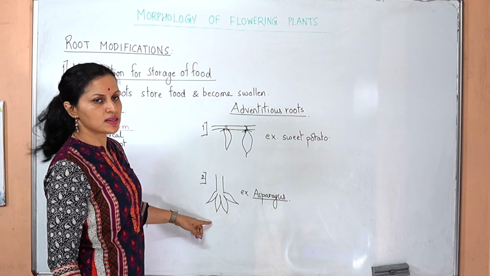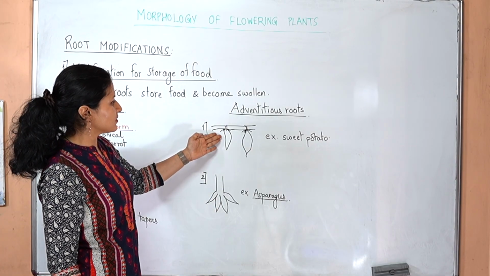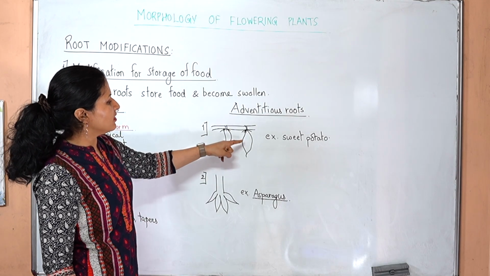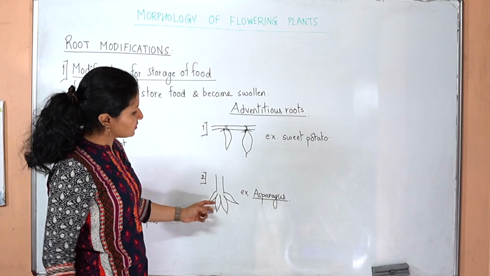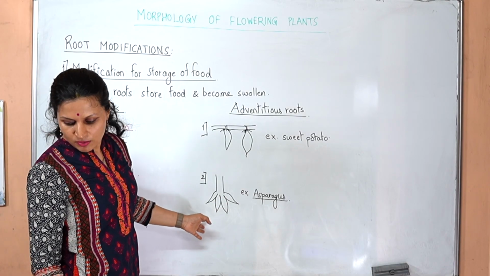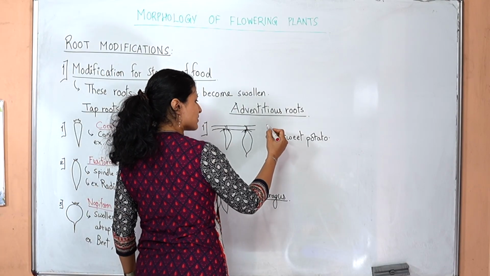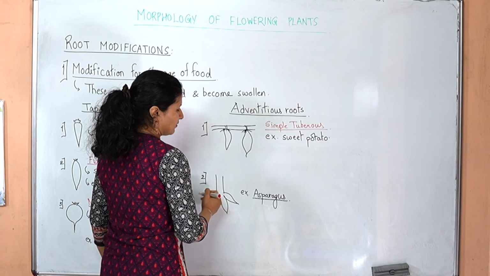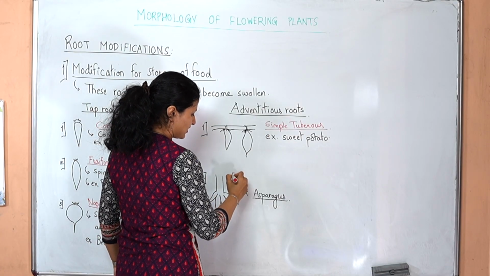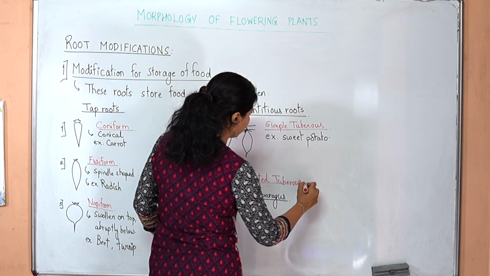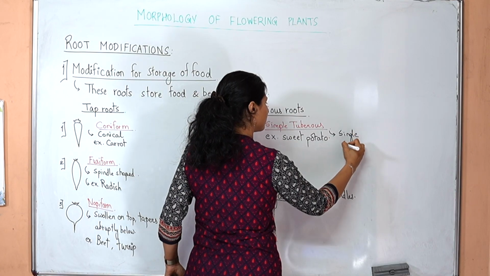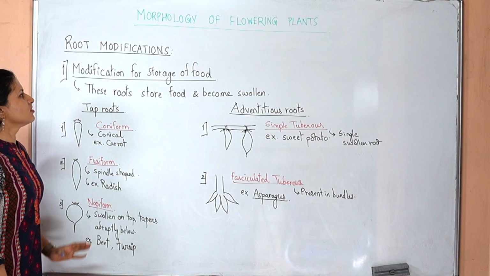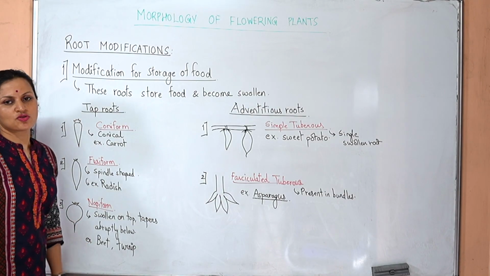In both cases you see that they are swollen, but what's the difference? In case of sweet potato, amongst the many adventitious roots that are present at the node, only one of them will be swollen, and in case of asparagus, many roots will be swollen. So these are called simple tuberous roots, and when they are present in a bundle they are called fasciculated tuberous. Fasciculated means present in bundles, versus a single swollen root. Okay, so that was the first modification of root, that is modification for storage of food.